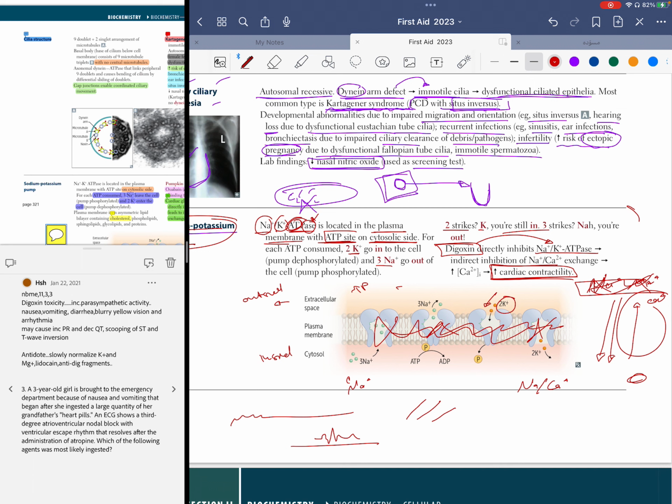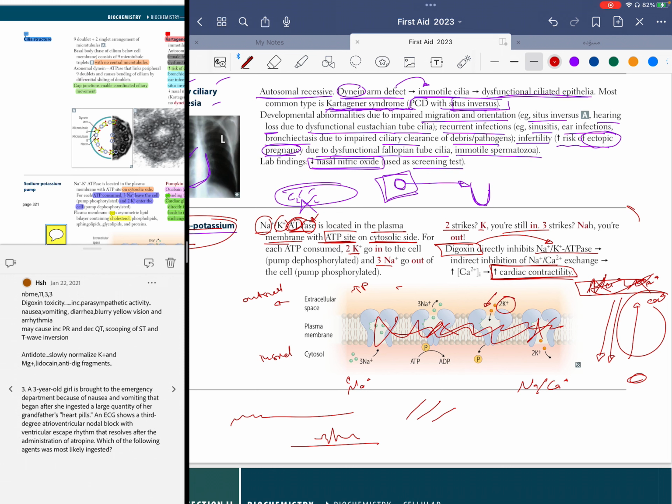So it says that a 3-year-old girl was brought to the emergency department because of nausea and vomiting that began after she ingested a large quantity of her grandfather's pills. So just like a little baby taking some medications when her grandpa has a problem with his heart. So that could be digoxin, and she has nausea and vomiting.